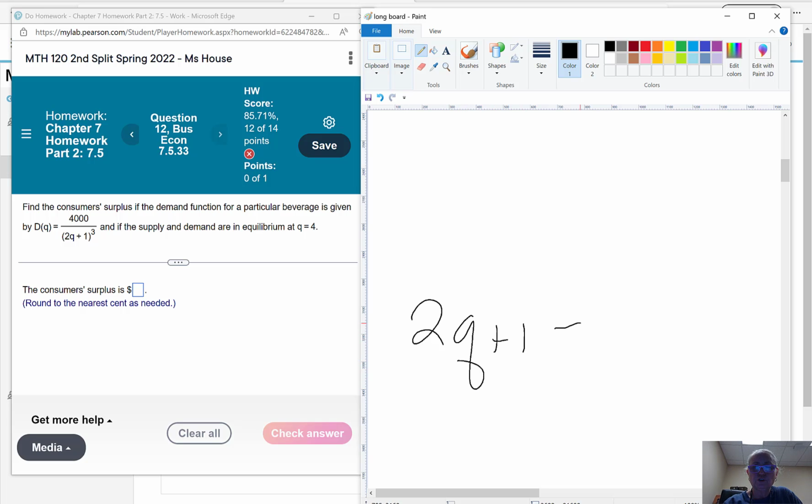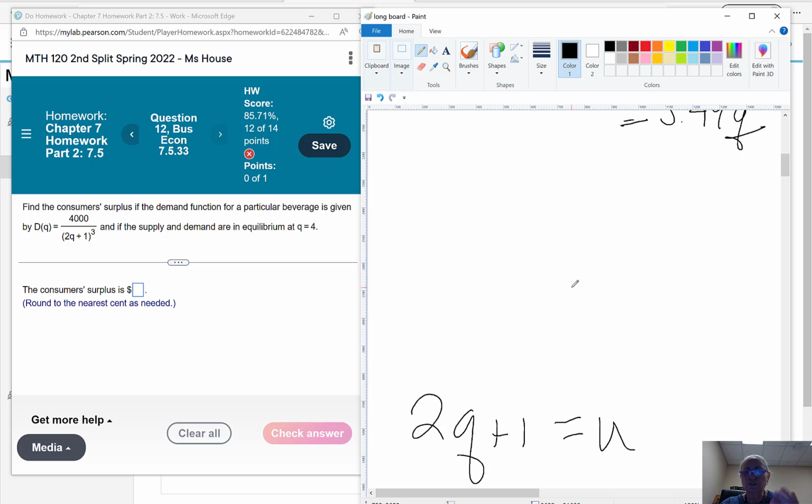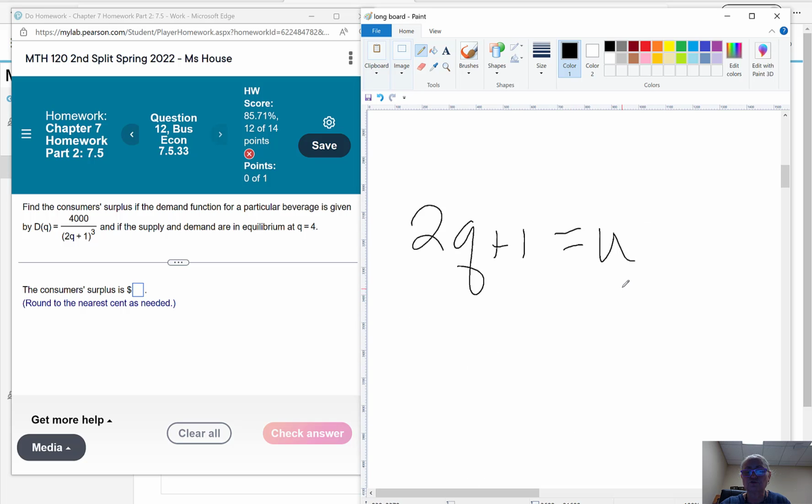Okay? Now, anytime you have a function within a function, look, this is 2q plus 1. That's a function and that's a function. So we're telling you to double and add 1, but we're also telling you you have to cube. So that's 2 major operations. So that's when you're going to have to use your u substitution.